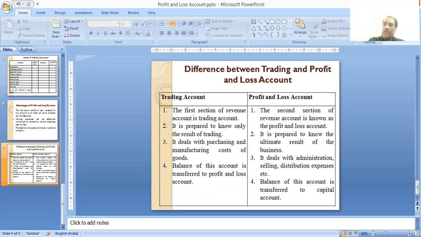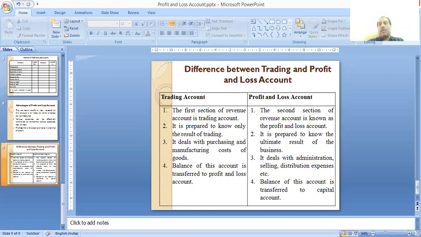So this is all about the profit and loss account and the difference between the trading and profit and loss account. We will see in the next class the balance sheet and some examples on the profit and loss account. So we will discuss it in the next class.